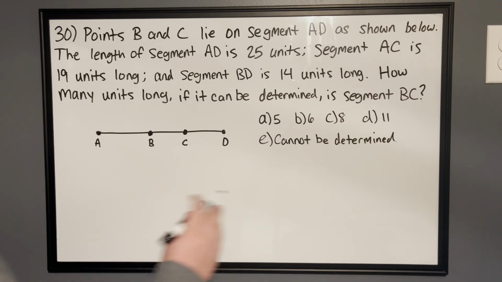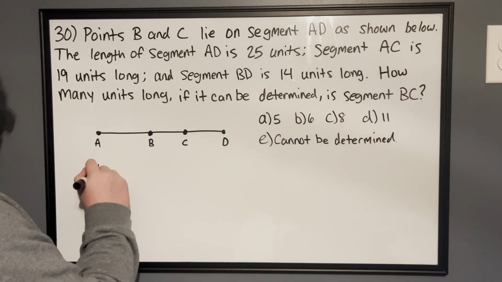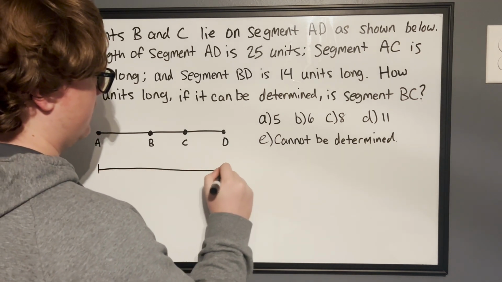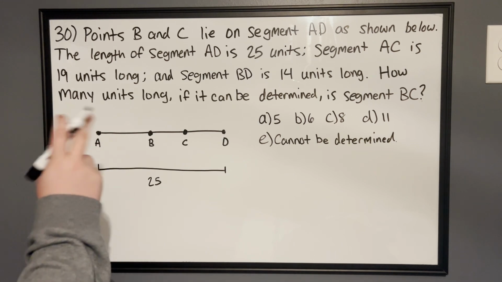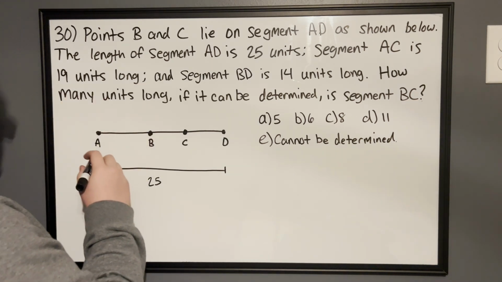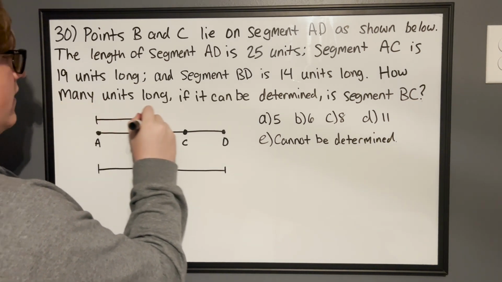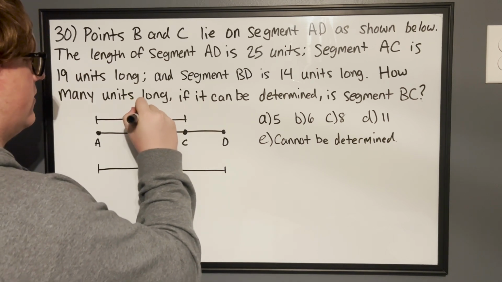So we know that the whole thing is 25 units long. So everything here, this is 25 units. We know that AC is 19. So we know that right here, this is 19 units long.